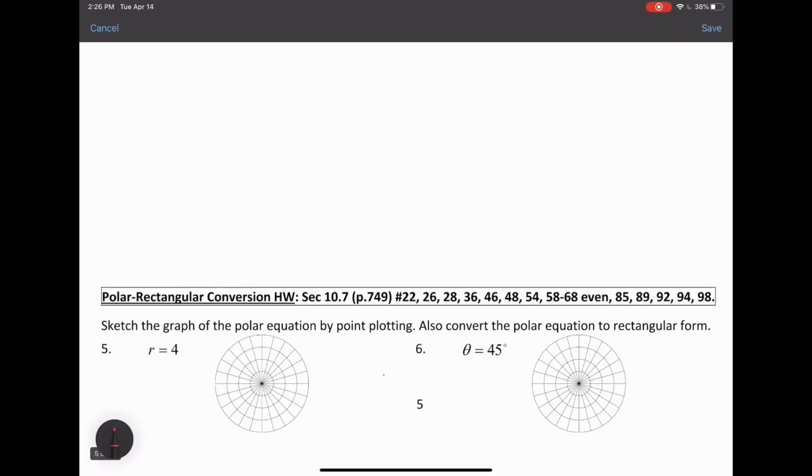It'd be easy, and I bet yours will be neater than mine, to sketch out the set of points that are all 4 units away from the pole, or 4 units away from the origin. This is going to be a circle of radius 4, like it looks like here.